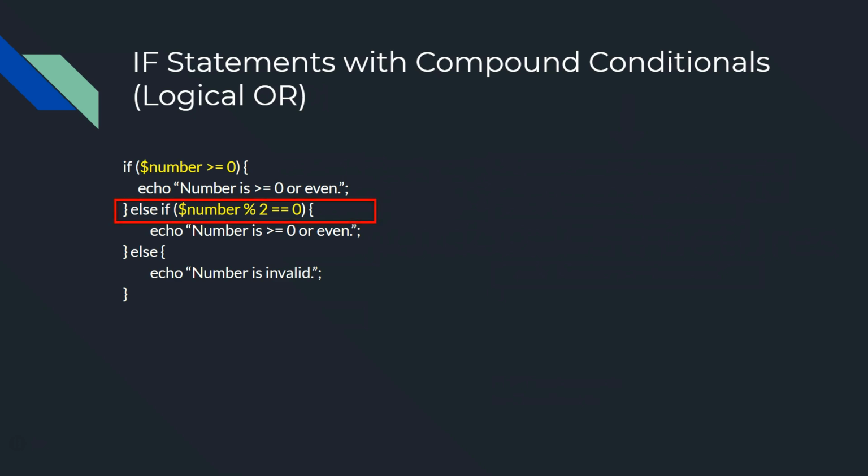Then we check if the number is divisible by 2. If so, then we'll still have the same echo statement, right? Number is greater than 0 and it's even. If none of the above are true, then it must be an invalid number. That means it's negative and it's not divisible by 2. So that's the OR if statements.